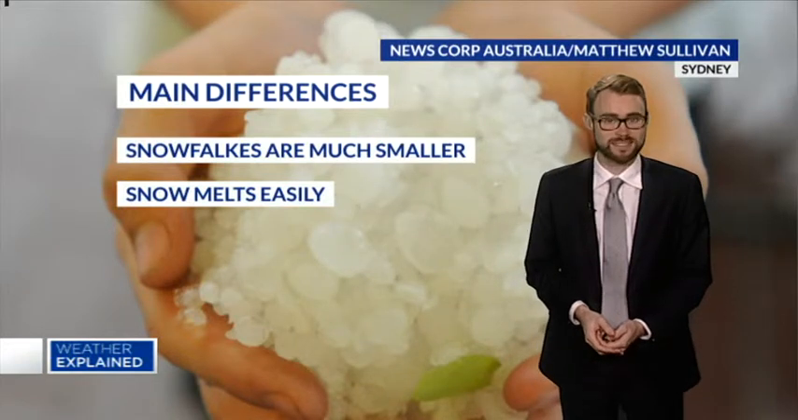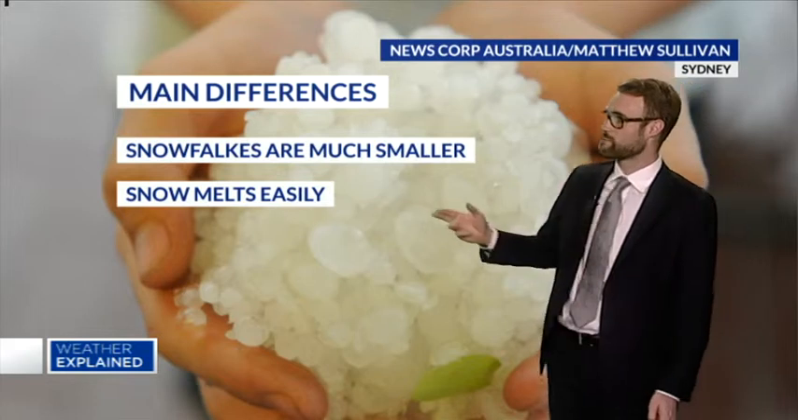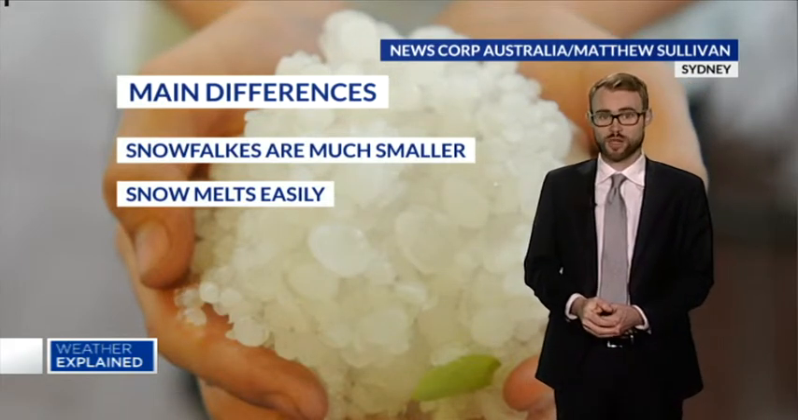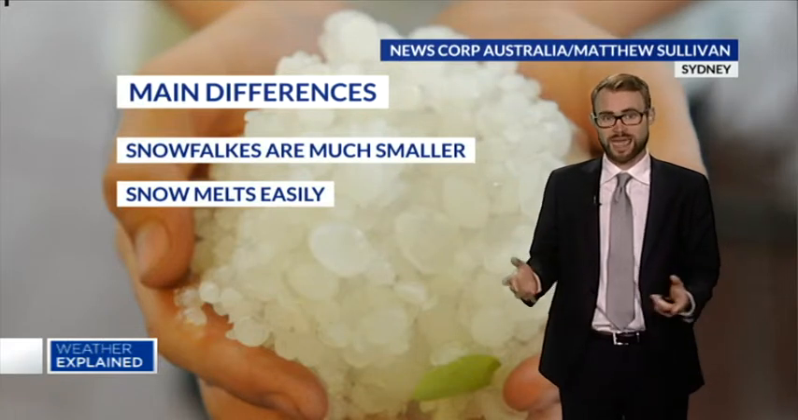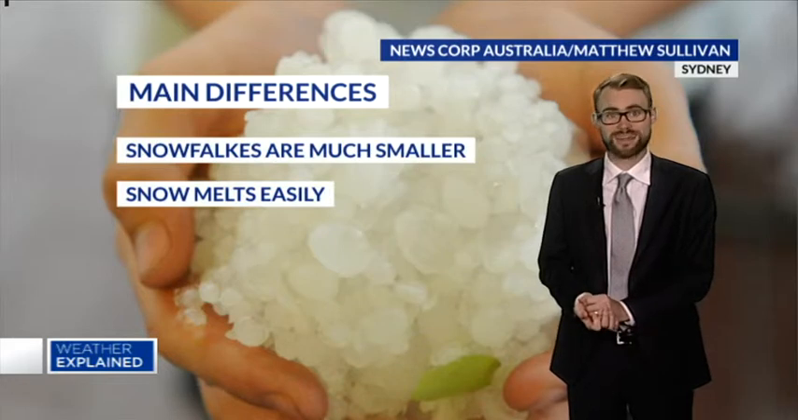But they are still much smaller than your hailstones, and therefore they melt much more easily, and that's why it only snows when it's in the low single digits or colder into the negatives, whilst with hail you can get hail landing on the ground in the middle of summertime.